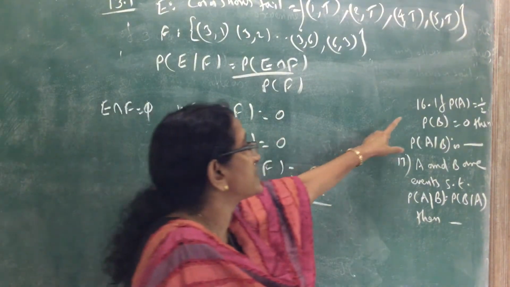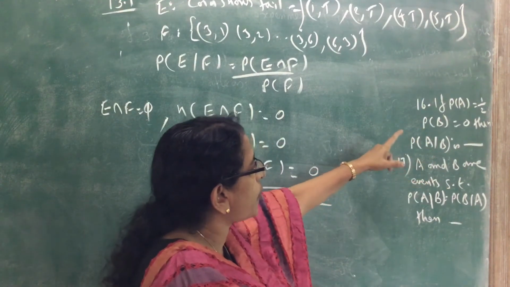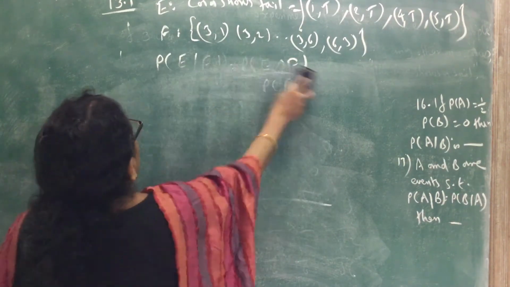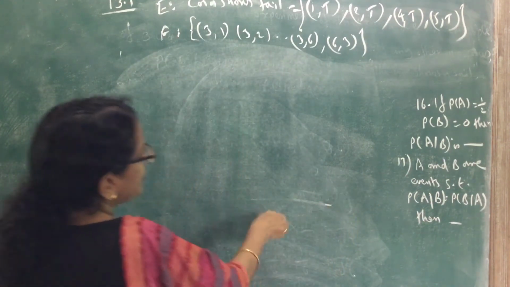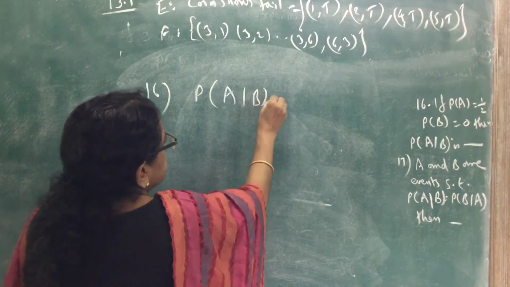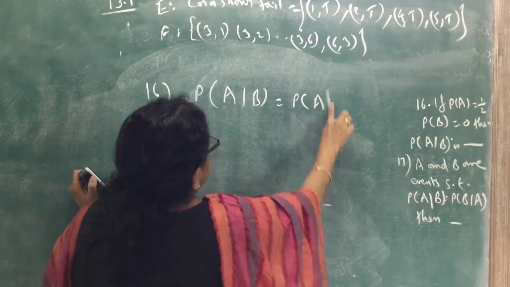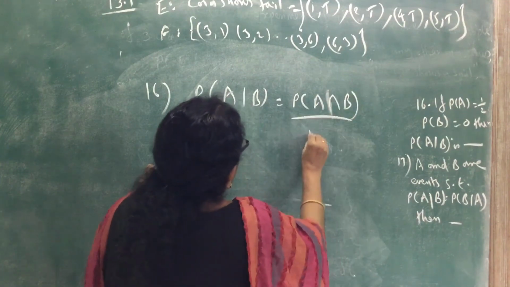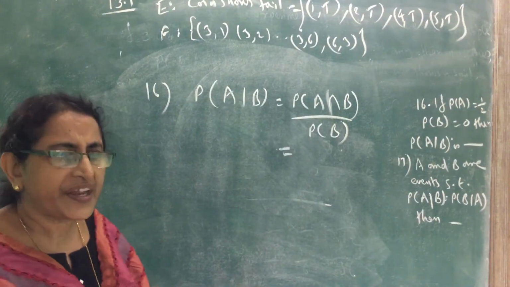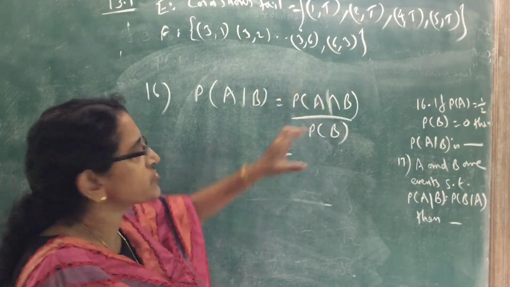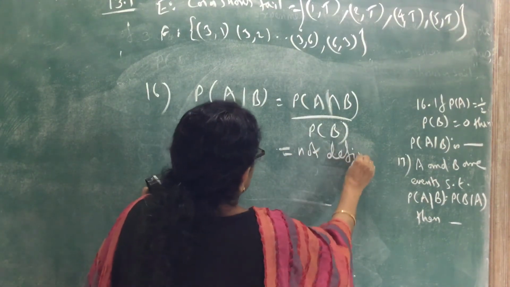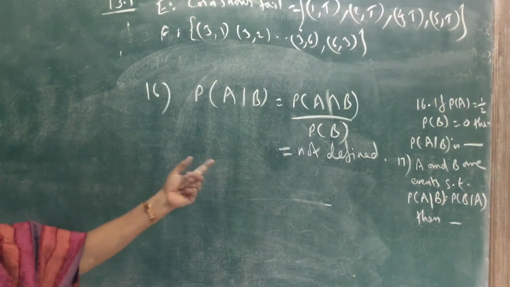Now consider question number 16. If probability of A equals 1 by 2, probability of B equals 0, then what is probability of A given B? Probability of A given B is equal to probability of A intersection B divided by probability of B. See here, probability of B is 0. That means the denominator is 0. If the denominator is 0, that is not defined. So the answer is not defined.